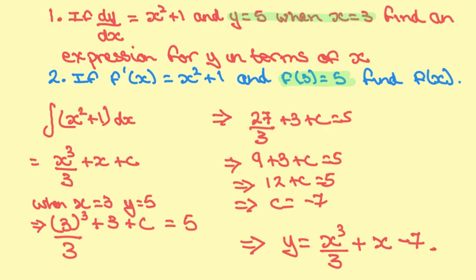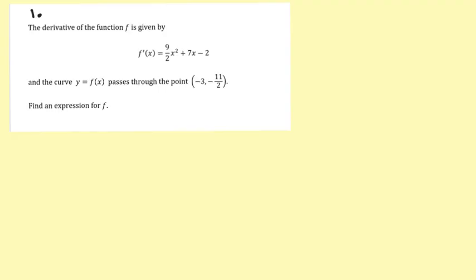Now let's do a couple of exam questions. Question 1. The derivative of the function f is given by f dash of x is equal to 9 over 2 x squared plus 7x minus 2. And the curve y equals f of x passes through the point (minus 3, minus 11 over 2). Find an expression for f.